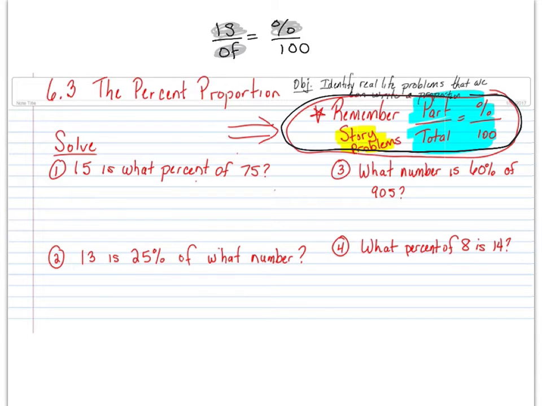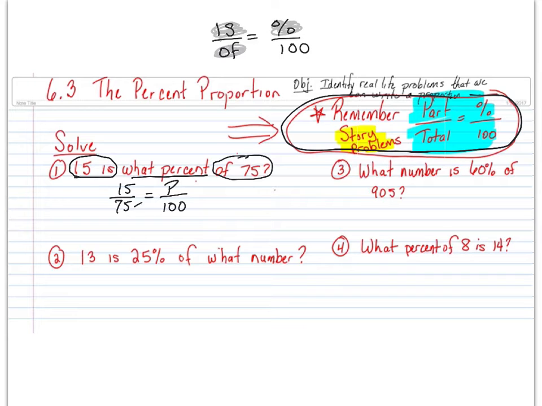It says 15 is what percent of 75? Notice 15 is sitting right next to is. It's asking you for what percent. So that is your unknown. And then of 75, that goes with of. So I put 15 in place of is. So I put 15 over 75 equals, and then the percent is unknown. So I use P because I know I have to put a percent sign on there.